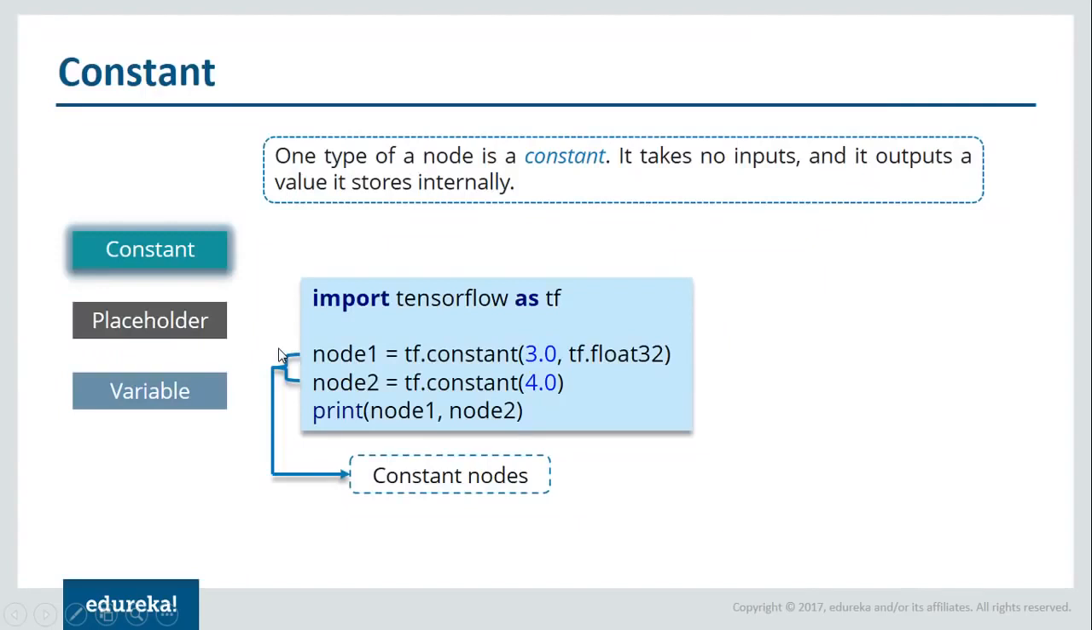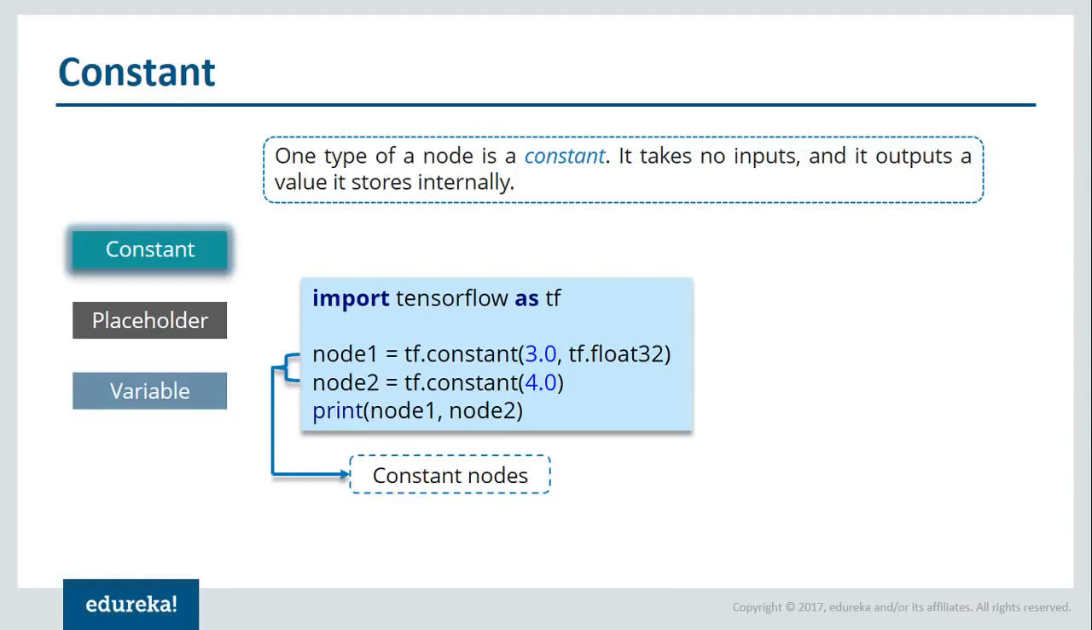So constants, as the name tells you, are constant. A constant takes no input and outputs a value that is stored internally. Once you have defined a constant, you cannot change the values present inside it. Let me explain with an example. We have node 1 with a constant value 3 stored in it. Similarly, node 2 is initialized with 4. These are just constant values.